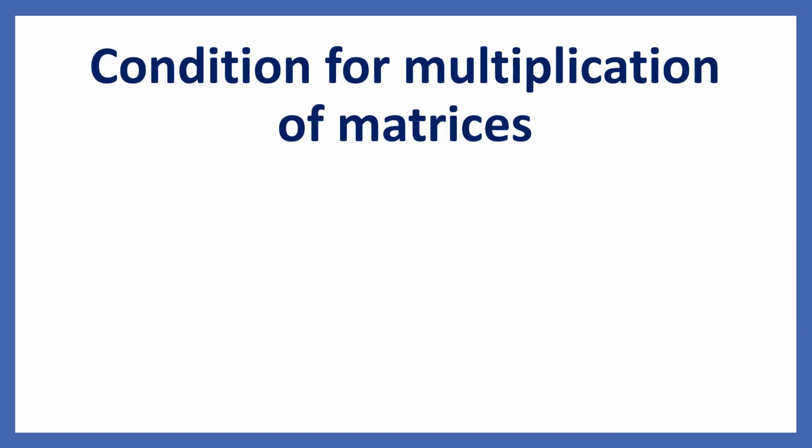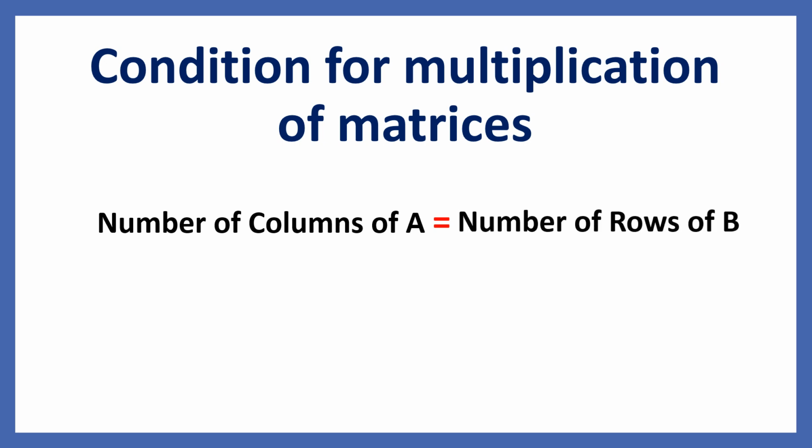For the purpose of multiplication of two matrices, the number of columns of the first matrix, that will be A, must be equal to the number of rows of the second matrix, that will be B. So, the number of columns of A matrix should be equal to the number of rows of B matrix. Suppose 3 by 4 is the order of A matrix and 4 by 2 is the order of B matrix. Then the number of columns of A should be equal to the number of rows of B. That is, these two numbers must be equal.